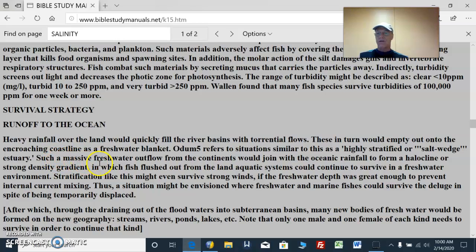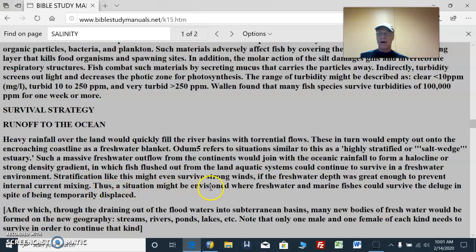Such a massive freshwater outflow from the continents would join with the oceanic rainfall to form a halocline, or strong density gradient, in which fish flushed out from the land aquatic systems would continue to survive in a freshwater environment. Stratification like this might even survive strong winds, if the freshwater depth was great enough to prevent internal current mixing.